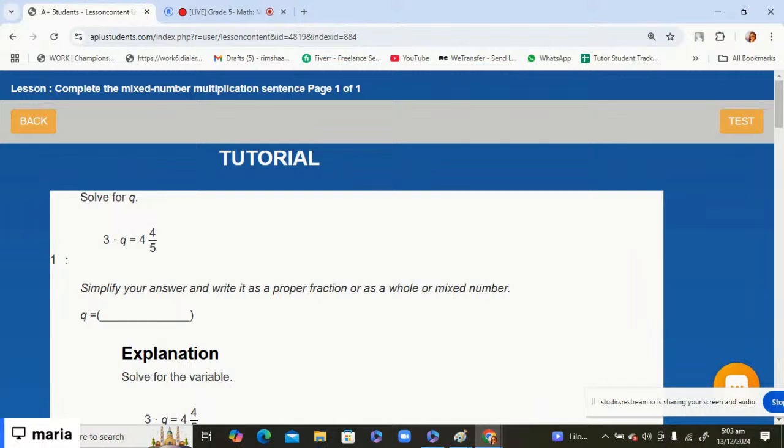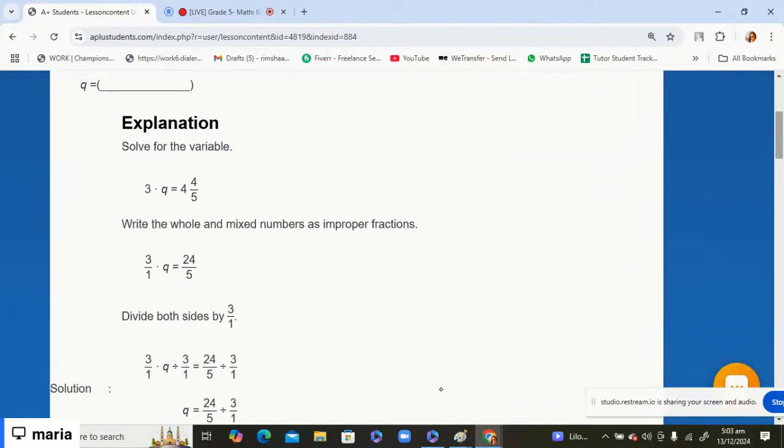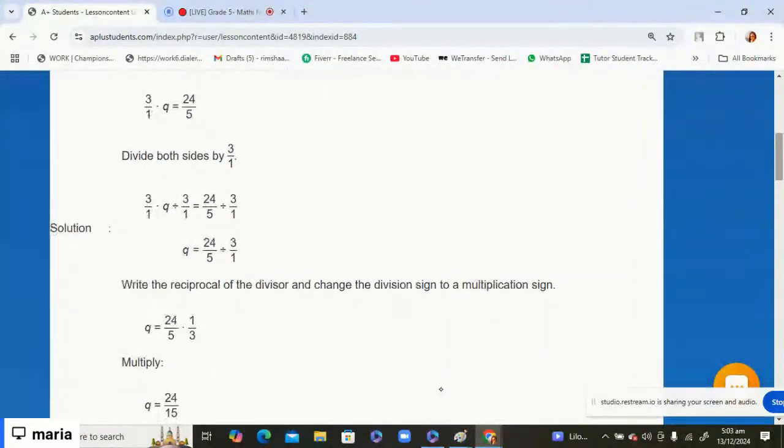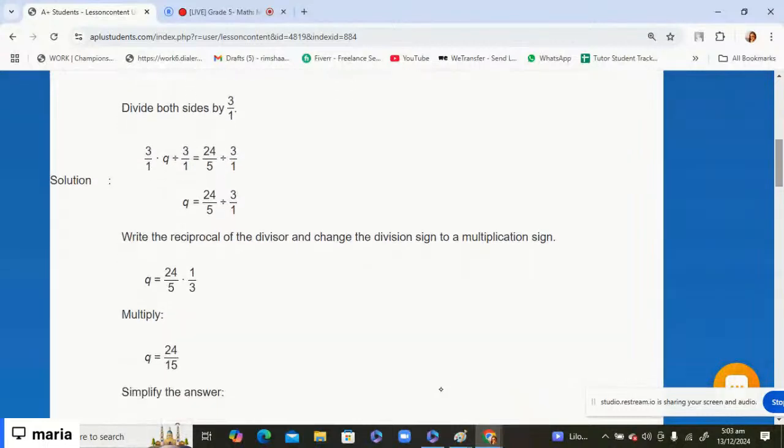Here is the question. They are saying solve for q: 3 times q. This dot shows the multiplication. 3 times q is equal to 4 into 4 by 5, and here is the mixed number. It's a mixed fraction, not proper or improper. First of all, we convert this into proper or improper, then we are going to solve it. The variable is given here, that is q, so we are going to find out the value of q. Let's do it.